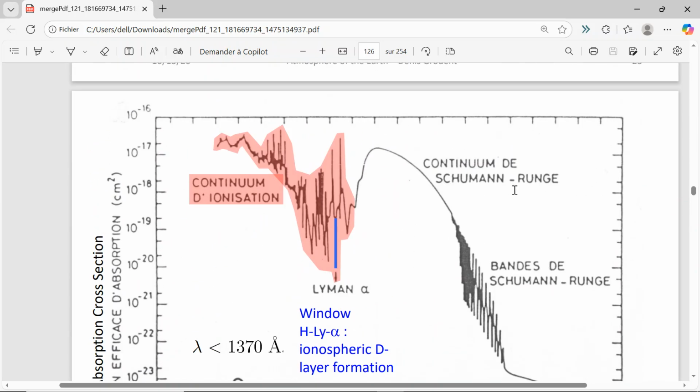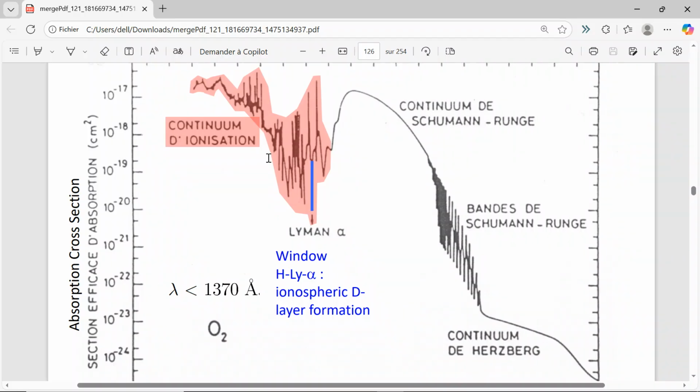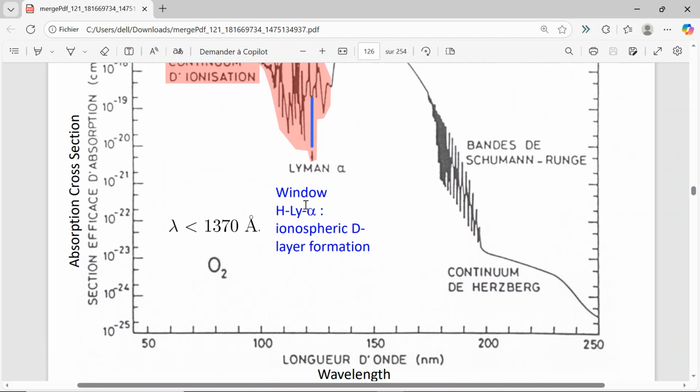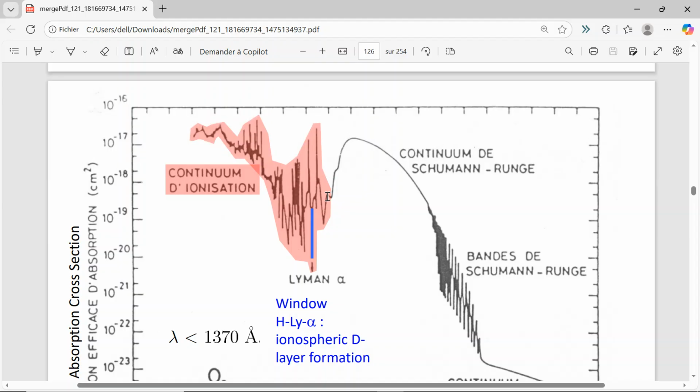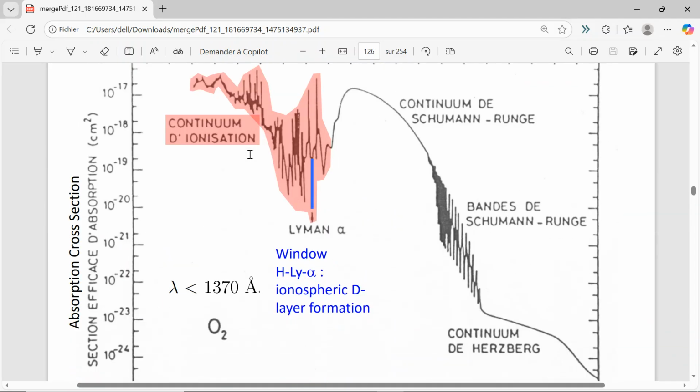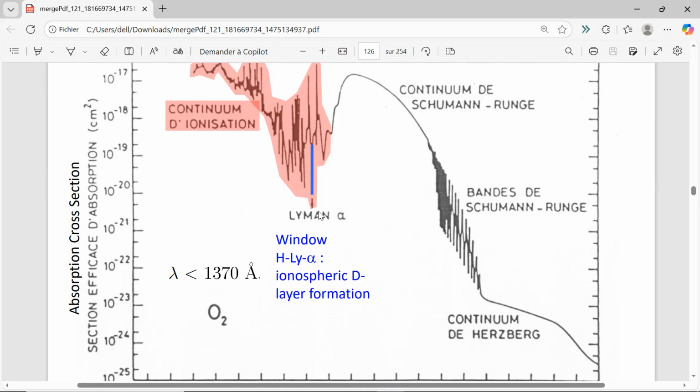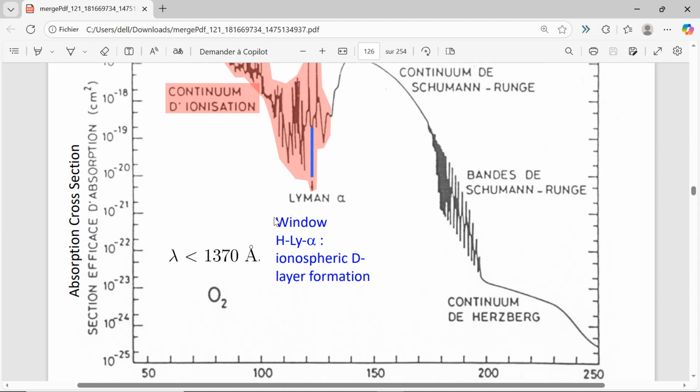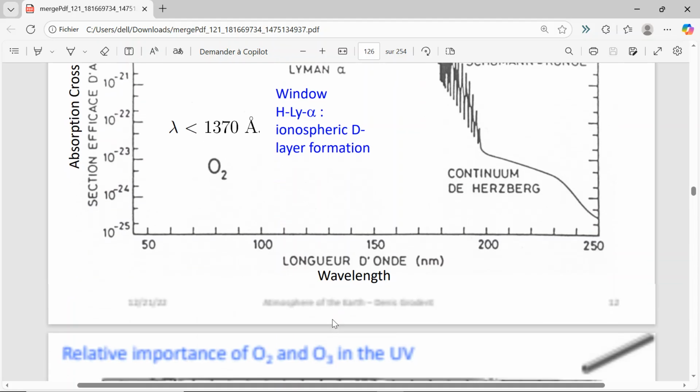Then you have the ionization continuum for the UV that has more energy, which means the lower wavelength UV. So here you have enough energy to photodissociate and ionize this molecular oxygen. Here you have an interesting thing, where the absorption cross section is lower, meaning that the energetic UV is allowed to travel a little bit further inside the atmosphere, leading to the formation of what we call the ionosphere.